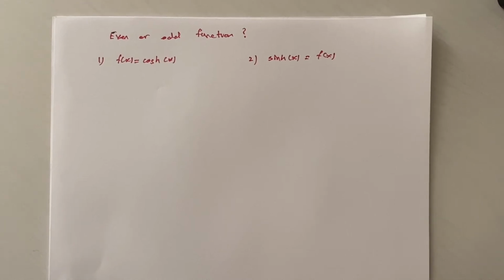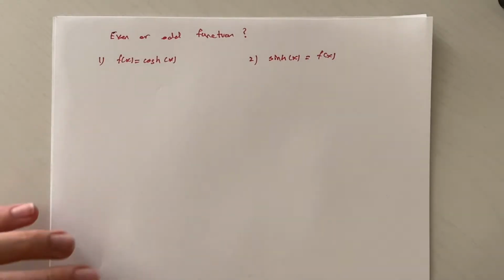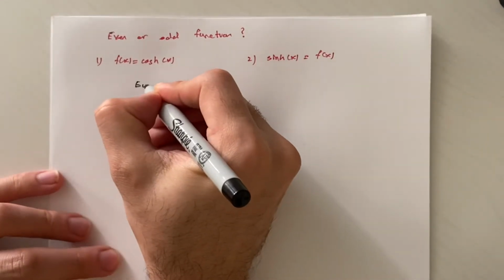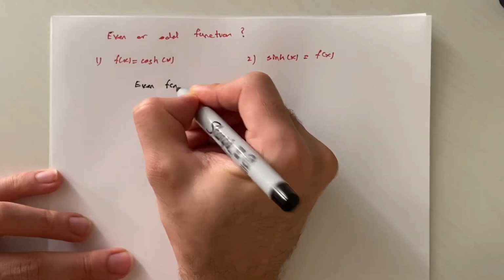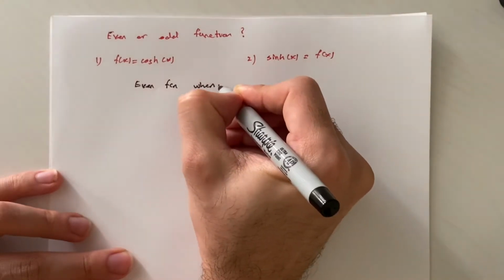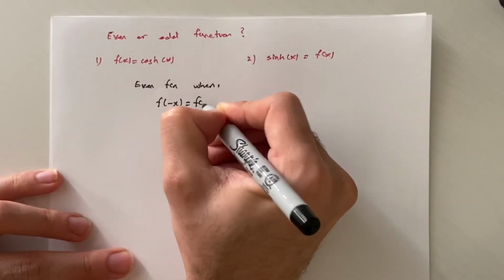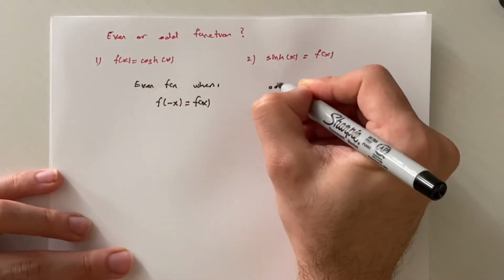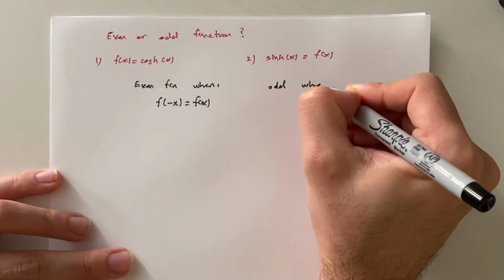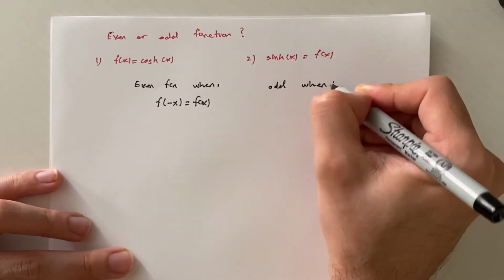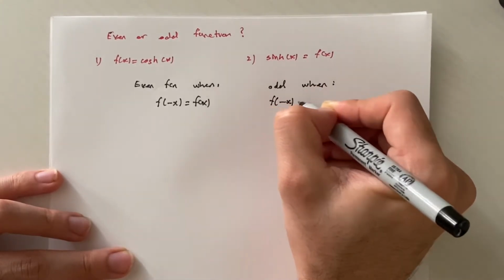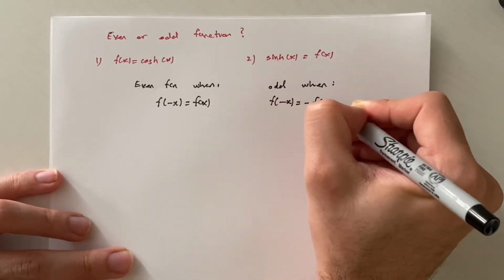Here we are given the functions cosh of x and sinh of x, and we want to find whether these functions are even or odd. So first of all, we need to find what an even function is and what an odd function is. A function is even when f of negative x is equal to f of x. It is an odd function when f of negative x is equal to negative f of x.